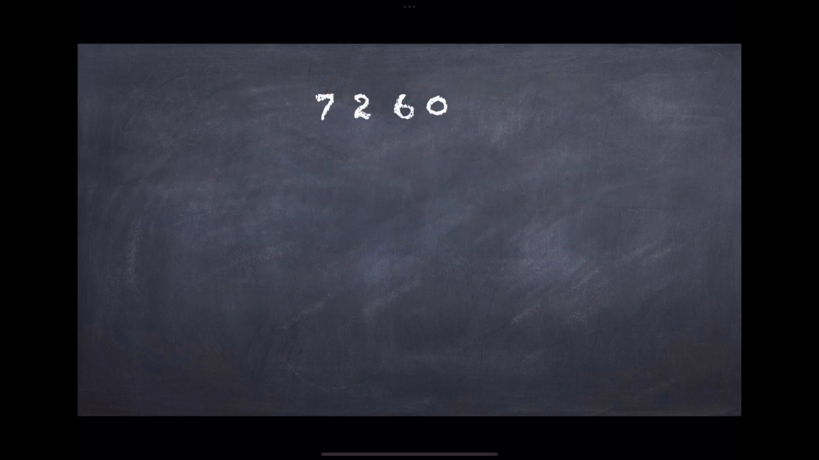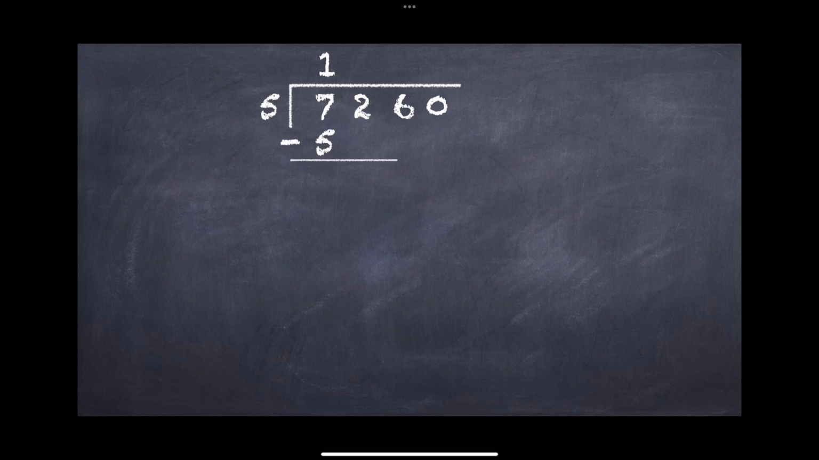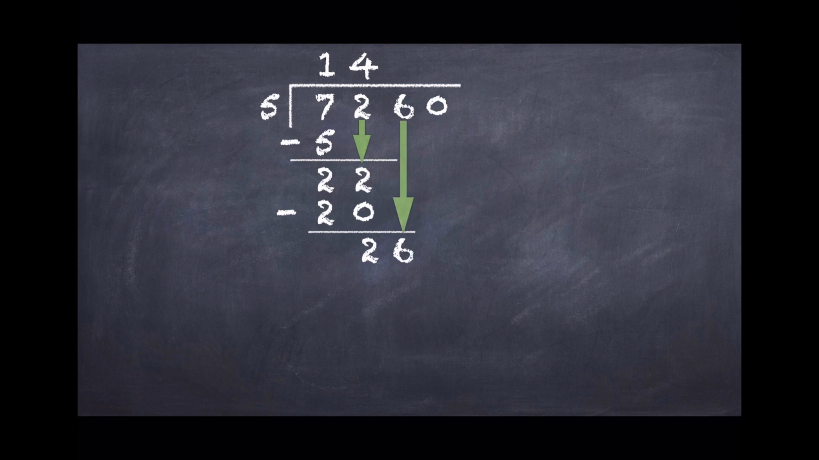So, we must take 7260 as the dividend and 5 as the divisor. 5 times 1 is 5 and 5 subtracted from 7 gives us 2. When we bring down the next digit, we get 22 and the nearest number in the multiplication table of 5 is 20. So 5 times 4 is 20 and 20 subtracted from 22 gives us 2 again. Now if we bring down 6, we get 26 and the nearest number in the multiplication table of 5 is 25. 5 times 5 is 25. And 25 subtracted from 26 gives us 1.